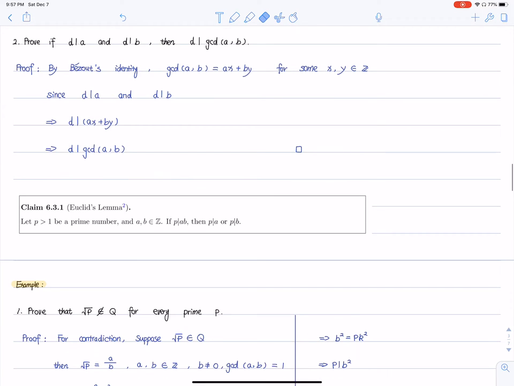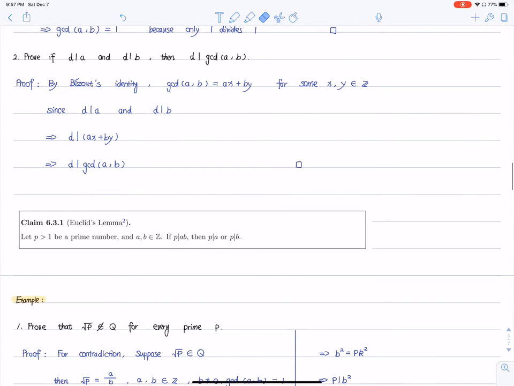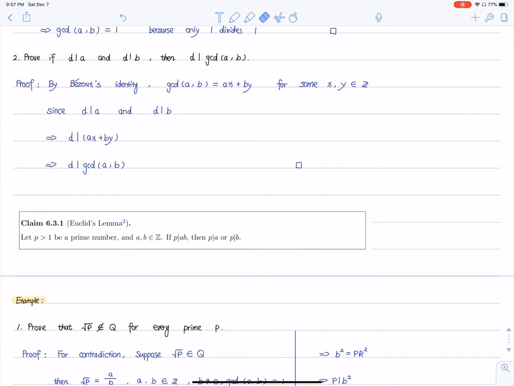The second question follows directly from Bezout's identity as well. By Bezout's identity, we know that GCD of A, B equals AX plus BY for some x and y in integers. And since D divides A and D divides B, D will divide the linear combination of A and B, which is AX plus BY. And we know that AX plus BY equals the GCD of A, B, therefore D divides GCD of A, B.